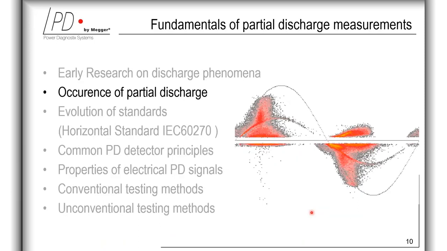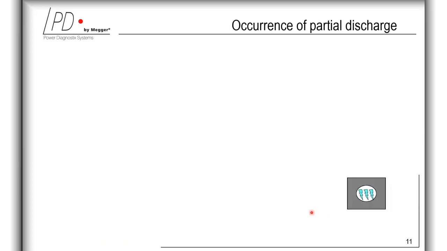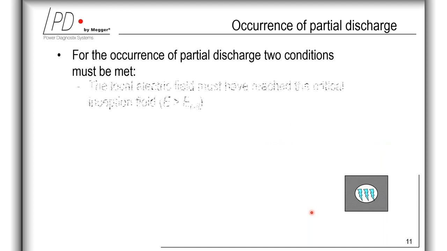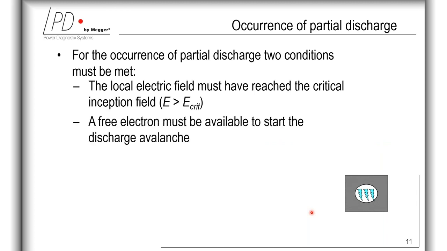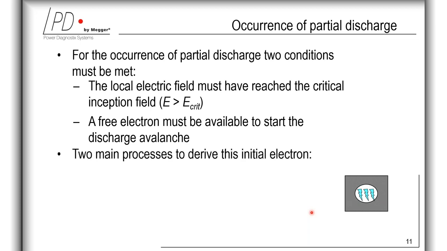So moving from early research to partial discharge physics. In a gaseous insulation, occurrence of partial discharge simply requires that the critical electric field inception is exceeded and that there is a free ionized electron that can be accelerated in this field. Here, the critical inception field means that this accelerated electron reaches such a high speed and kinetic energy within its free travel path that it causes secondary electrons as soon as it hits another gas molecule. So then the initial accelerated electron causes an electron avalanche.